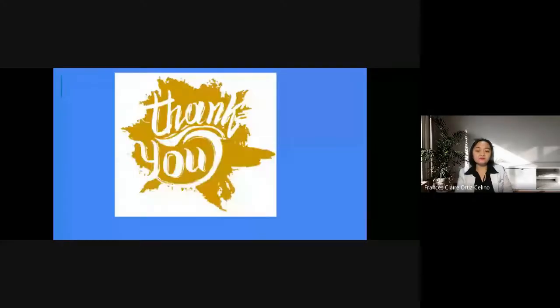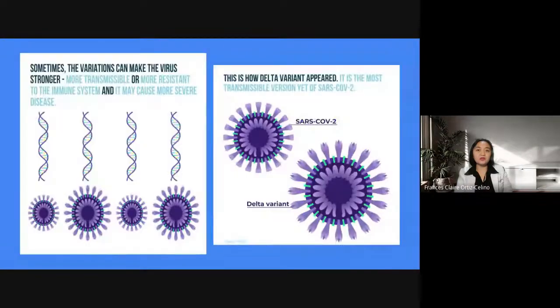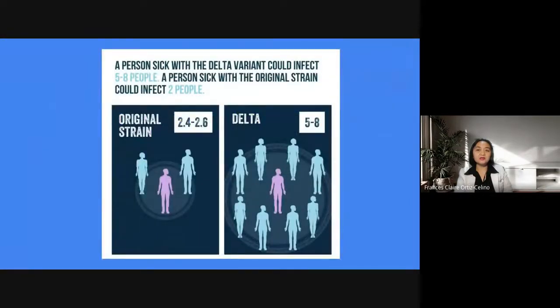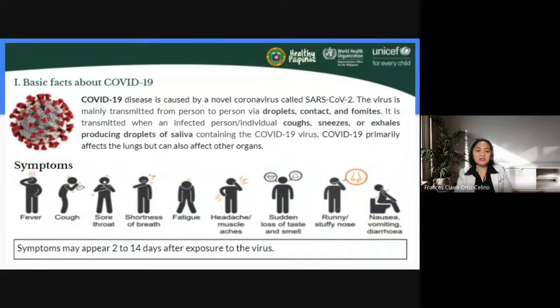So yung P is yung proper use pa rin ng ating PPEs. Yung face mask and face shield. Proper use, ibig sabihin naka-cover dapat yung ating nose at mouth. And then yung another A natin is yung appropriate distance. Dapat approximately ang ating distance from one another is more than 1 meter apart. And then yung T is yung time of our interaction now is less than 15 minutes.